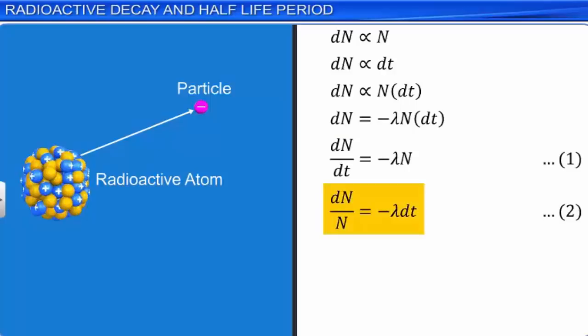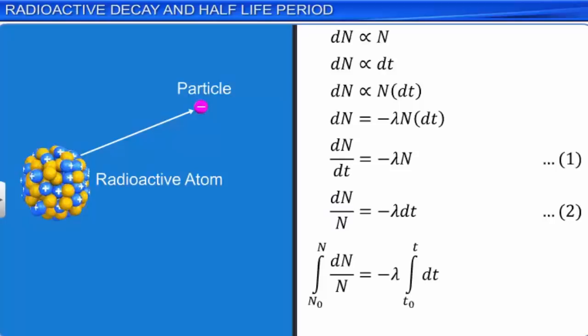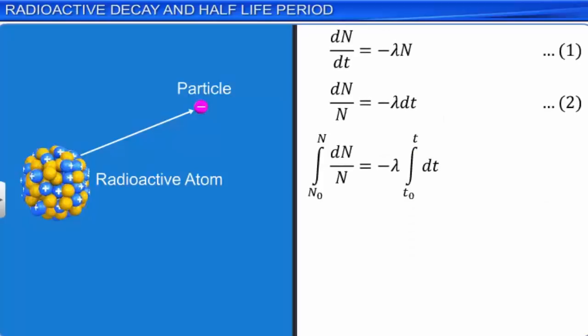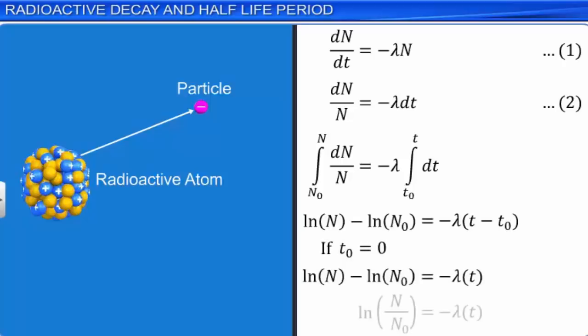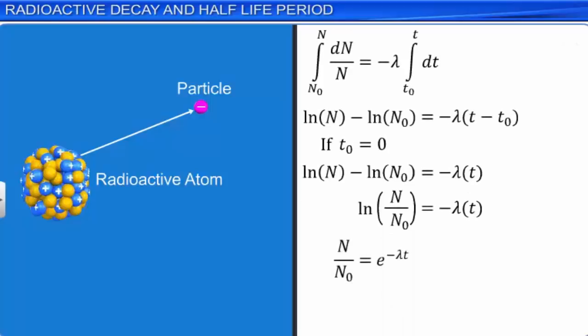Integrating equation 2, we get integral dN by N in the limits N naught to N is equal to minus lambda integral dt in the limits t naught to t. Here, N naught is the initial number of nuclei at time t naught, and N is the number of nuclei at a later time t. Evaluating the integral, we get log N to the base e minus log N naught to the base e is equal to minus lambda (t minus t naught). If we take the initial time t naught as 0, we get log N by N naught to the base e is equal to minus lambda t. This can also be written as N is equal to N naught e to the power of minus lambda t. This equation is called the law of radioactive decay. Let this be equation 3.